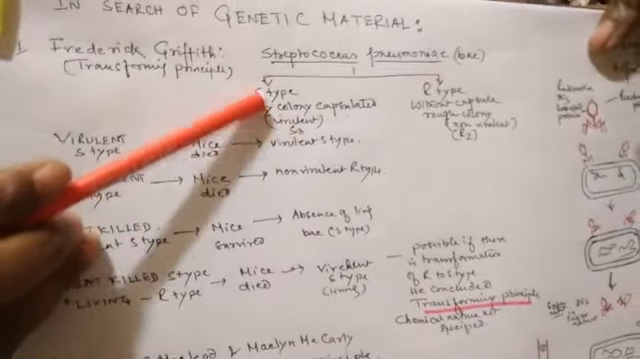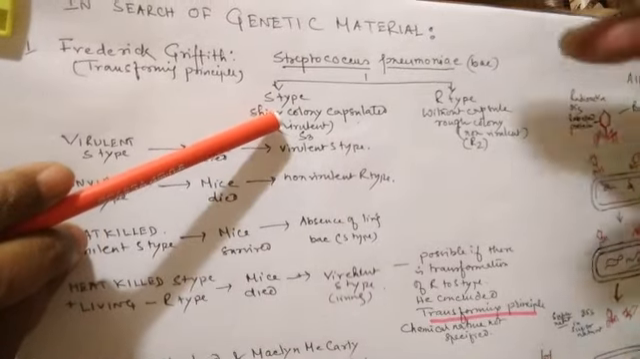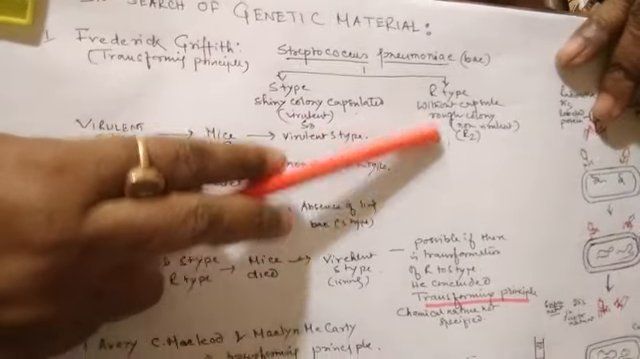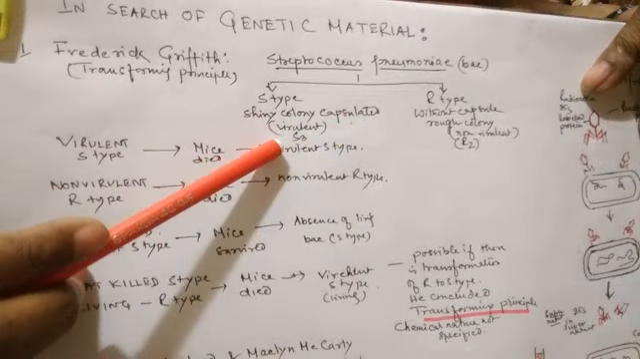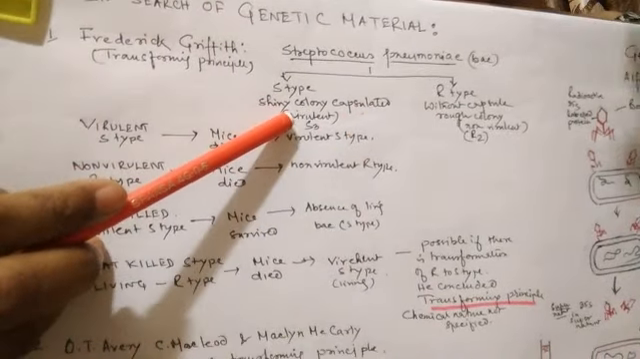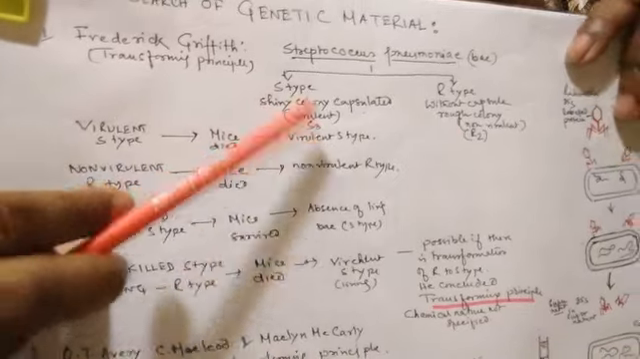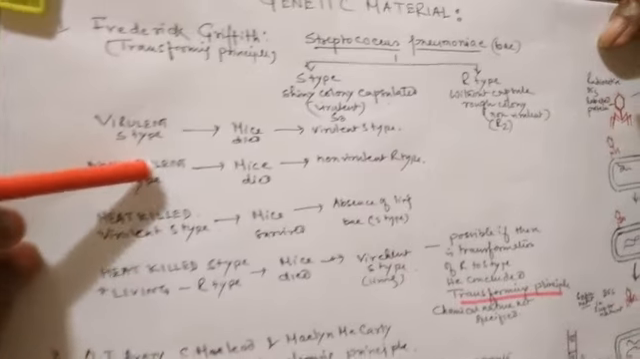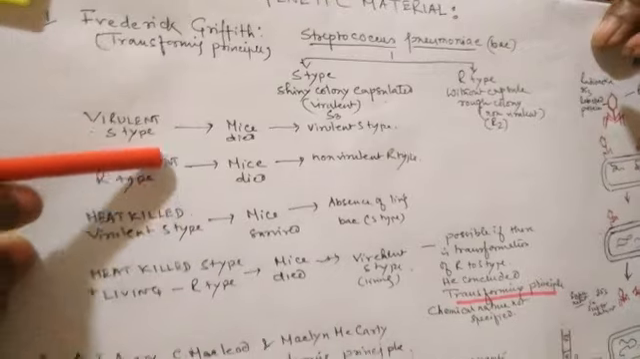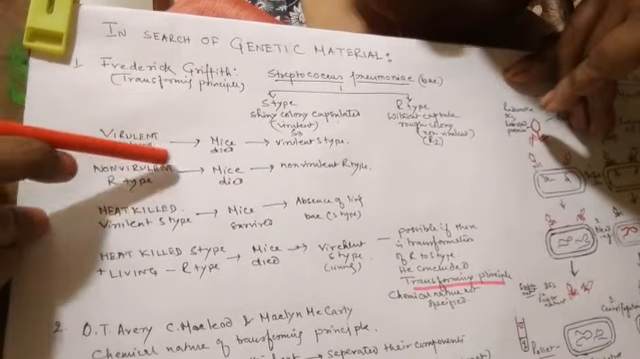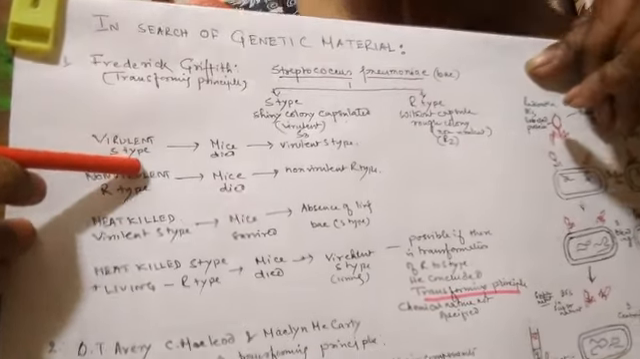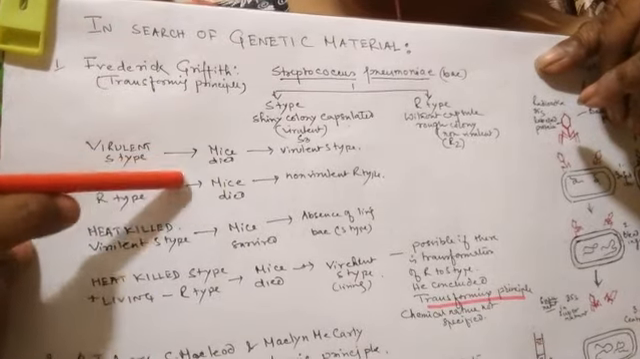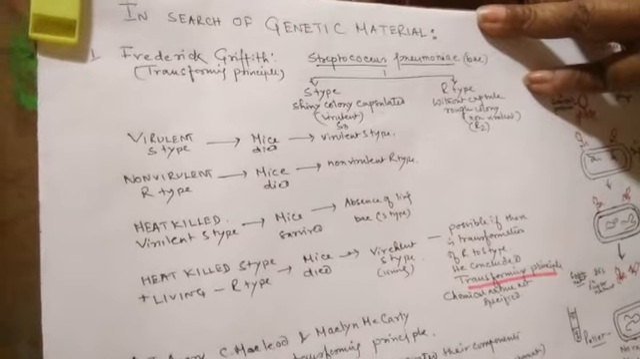So he performed the experiment with strains. They have different strains like S1, S2, S3, and likewise R1, R2, R3. Finally the experiment was done with the S3 strain and the R2 strain. Clear? S3 and R2 were taken, and first of all, he injected the virulent S type into mice.